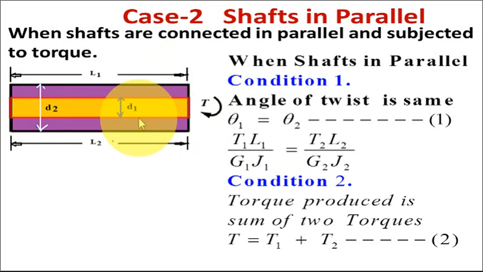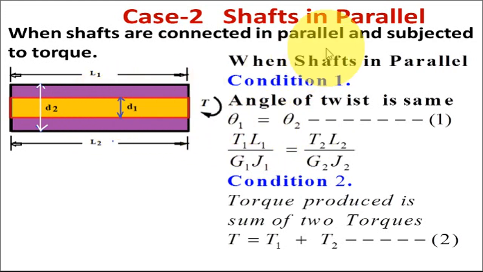Both are having the same length, L1 and L2 are the same. So whenever they are connected in parallel, the total angle of twist will be the same. That is our first condition. It means whenever you measure theta about the center line, theta 1 will be equal to theta 2. So that is the first important condition. While solving a problem of the parallel case, you must consider the condition theta 1 equal to theta 2.